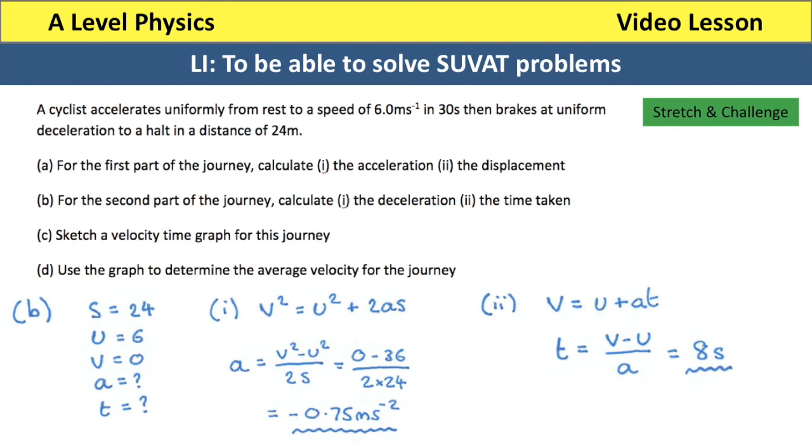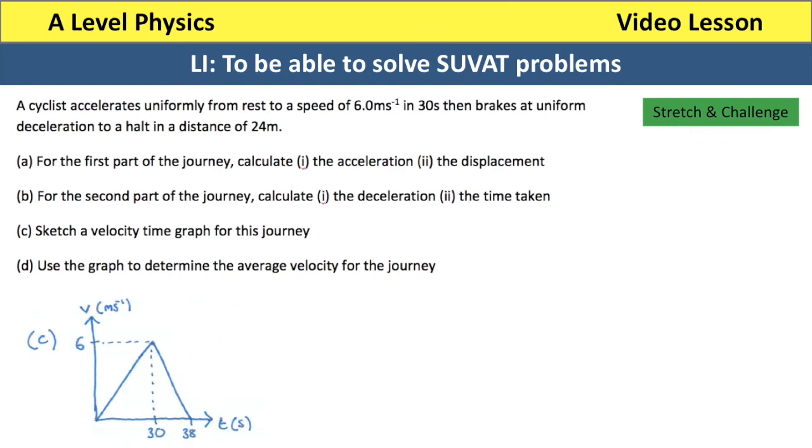For part C, it wants us to sketch a velocity time graph for this journey. Now we don't have to plot it, but I would like us to include on here the actual significant values of the shape. So we know that it reaches 6 meters per second in 30 seconds. So we should have that marked on the graph. The line should be straight because it accelerates uniformly. And remember, the gradient of a velocity time graph is the acceleration. So if the gradient is constant, that means the acceleration is uniform. We have a straight line.